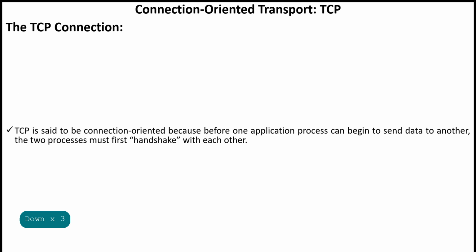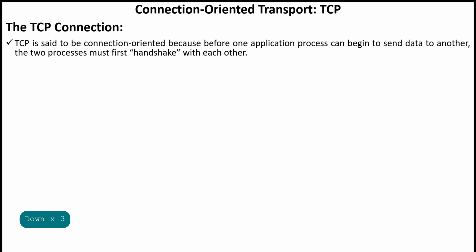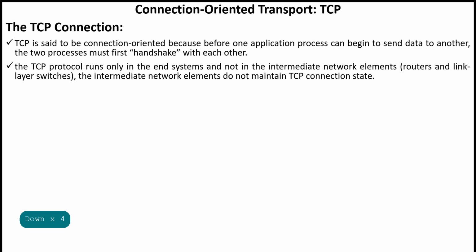The TCP connection. TCP is said to be connection oriented because before one application process can begin to send data to another, the two processes must first handshake with each other. The TCP protocol runs only in the end systems and not in the intermediate network elements, that is, routers and link layer switches. The intermediate network elements do not maintain TCP connection state.